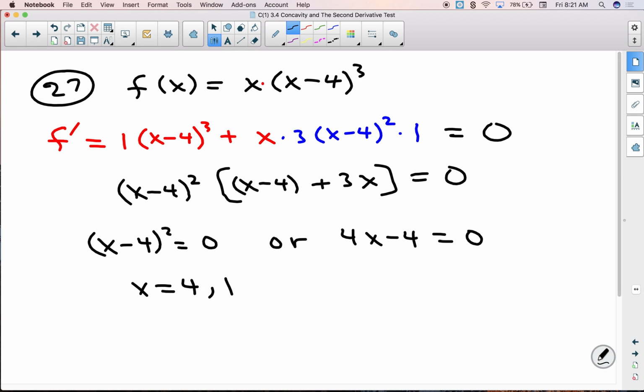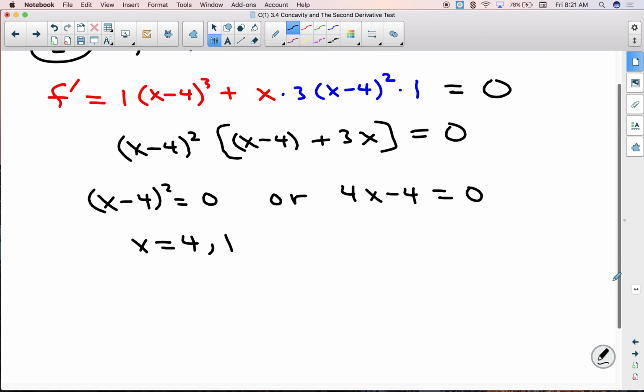Okay. Since Dr. Larson wants you to also find inflection points, let's go ahead and use the second derivative test. So let's wait to test these until we find the second derivative. All right. So second derivative. Let's use a simplified form of this first derivative. So let's revisit the first derivative. F prime is equal to x minus 4 squared times 4x minus 4.